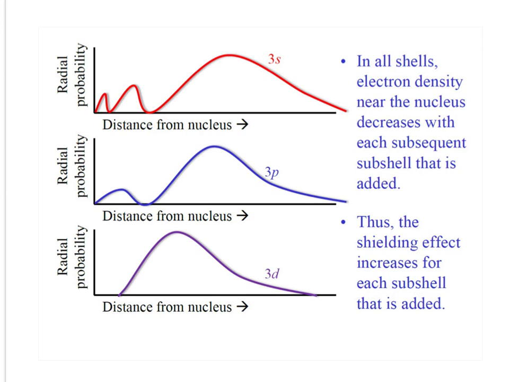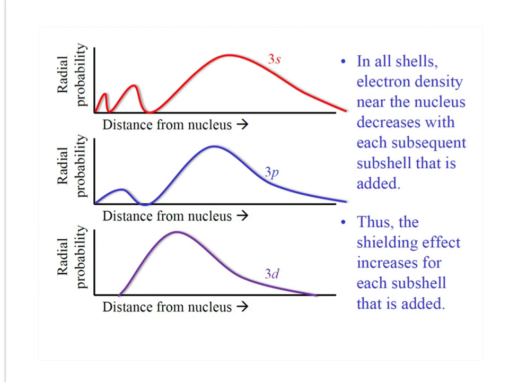The average distance between the nucleus and the electrons decreases as subshells within a shell are added. In other words, the average distance between the nucleus and a 3s electron is greater than the average distance between the nucleus and a 3p electron. So this would lead us to believe that the ionization energy for a 3s electron would be less than that of a 3d electron in the same element, Coulomb's law, remember, but that's not the case.